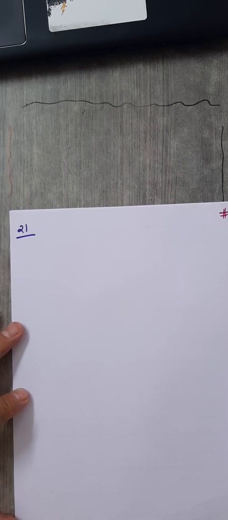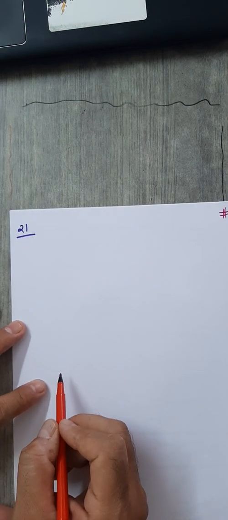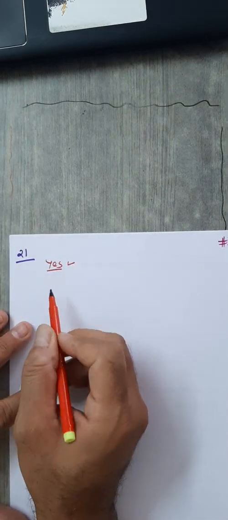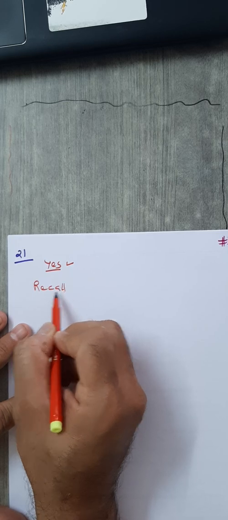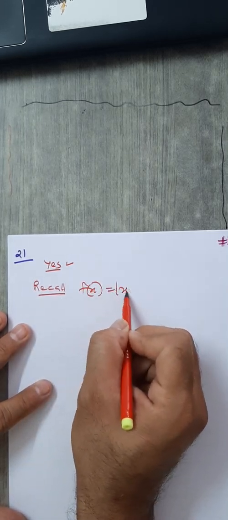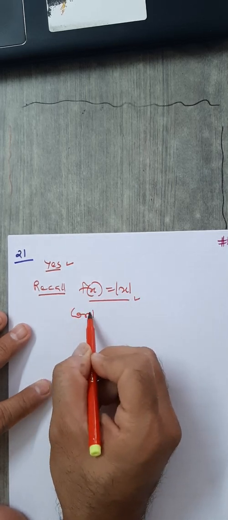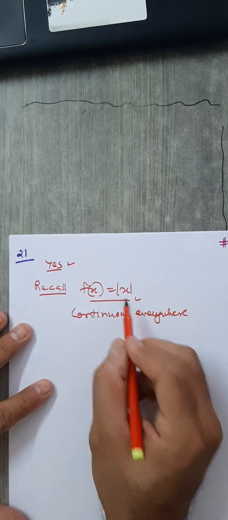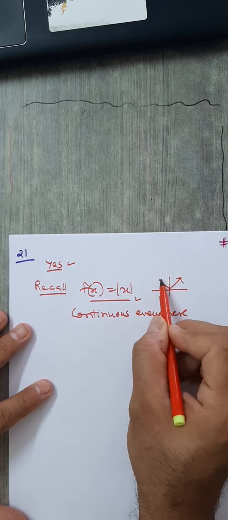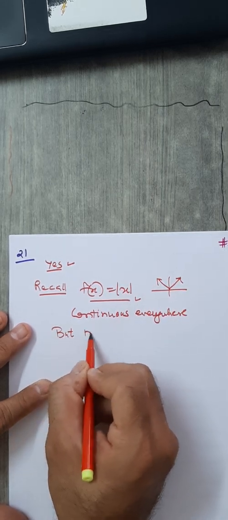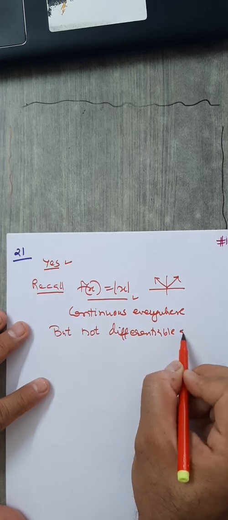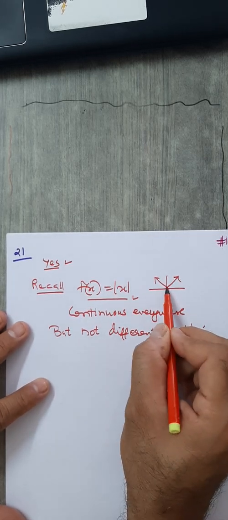Question number 21. Does there exist a function which is continuous everywhere but not differentiable at exactly 2 points? The answer is yes. You can find such functions. Recall, I already discussed f(x) equals modulus x. This is continuous everywhere, we already proved this. In the graph of the modulus function, there is no break. This is a continuous function, but not differentiable at 0. Exactly 1 point it is not differentiable, remember.